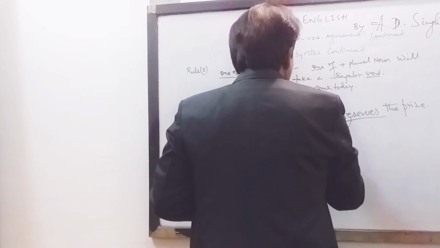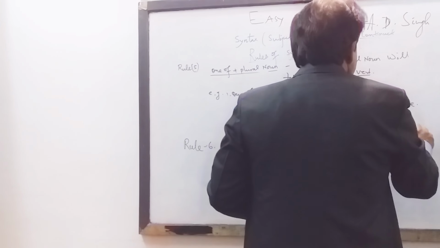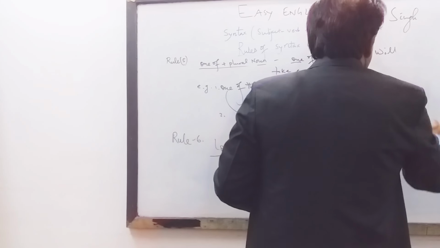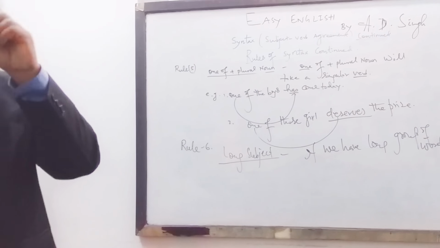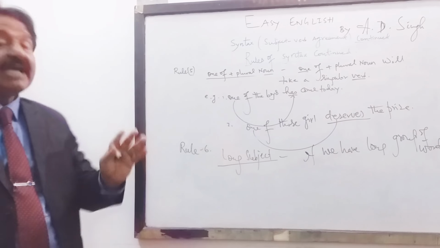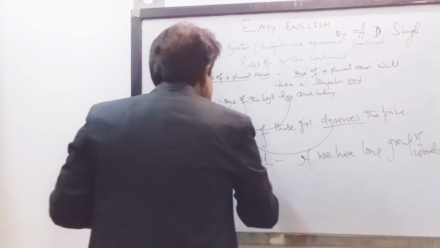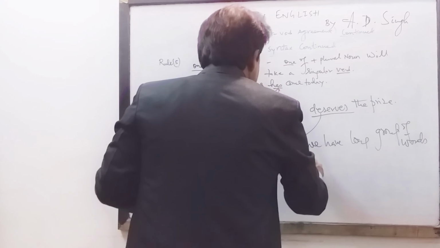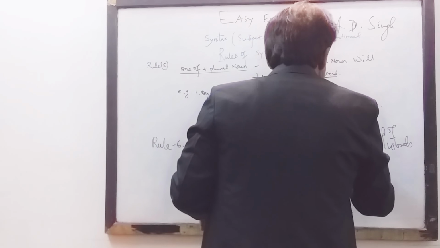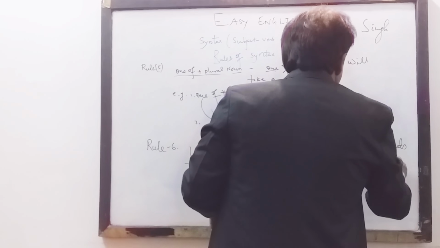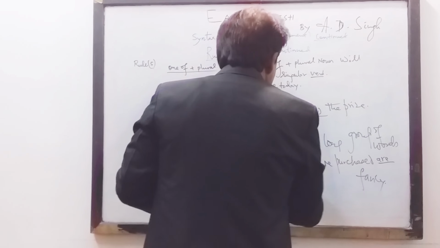If we have a long group of words at the beginning of the sentence, then we will first find out the real subject. पहले हम लोग ये देखेंगे कि real subject क्या है. जैसे एक example ले लीजिए, the chairs. Look at the example. The chairs that we purchased are fancy.